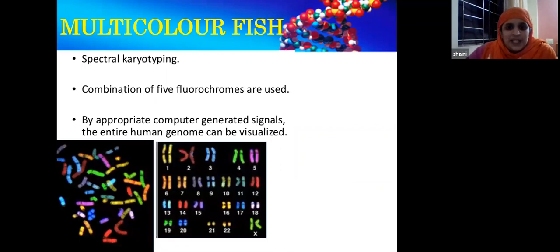Now, this is an extension of FISH. It is called multicolor FISH or spectral karyotyping. In spectral karyotyping, you use 5 fluorochromes. This is what it looks like after all the chromosomes in our body are there. We have 22 autosomal chromosomes and 1 X or Y chromosome.